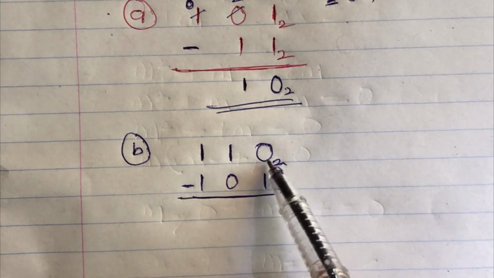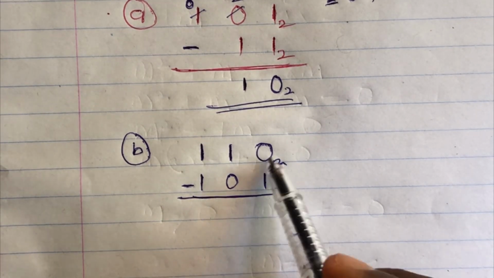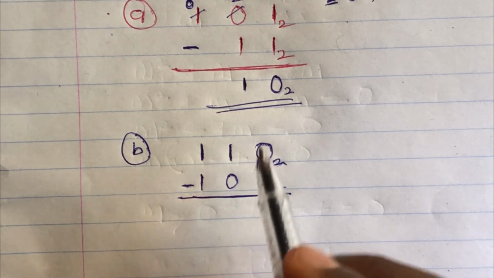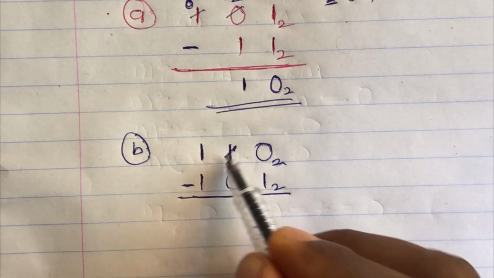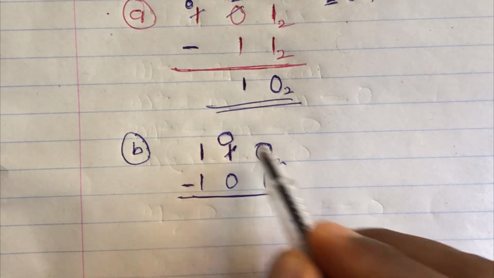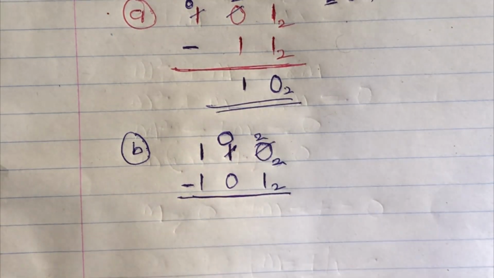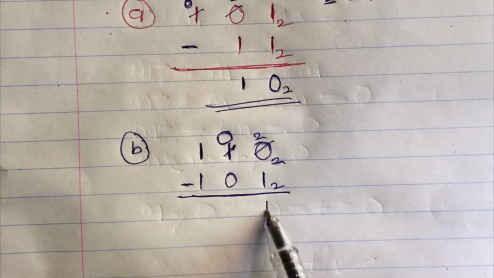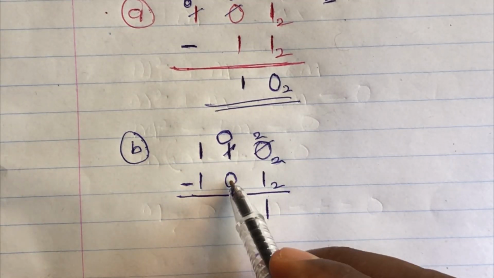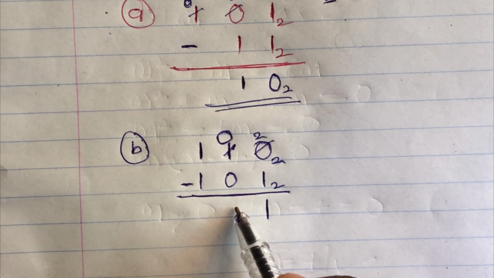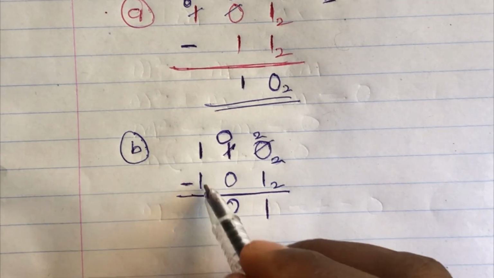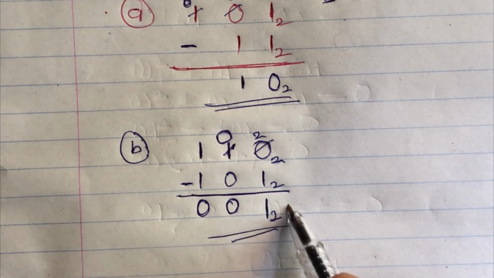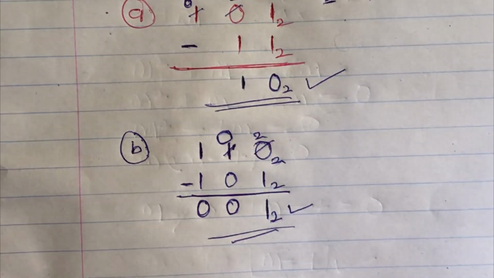Now 0 minus 1, you cannot go, so you have to borrow from here. Whatever you are taking from here to this place becomes 2, because we are dealing with base 2. So if you remove from here, here is 0, and here will become 2. 2 minus 1 will give us 1. 0 minus 0 will give us 0. 1 minus 1 will give us 0. So our answer is in base 2. This is our final answer.